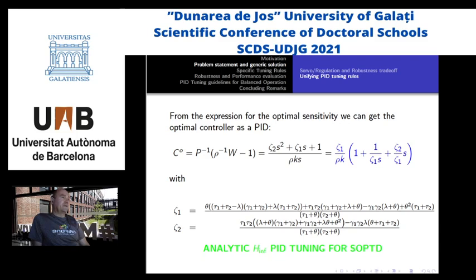This is the ideal form of the PID that we got, with the specific version for eta 1 and eta 2, as you get here. Quite messy expressions, but in any case, with these expressions, you have the analytical H-infinity PID tuning for second order plus time delay plants. So in fact, this is already a first result. This is an H-infinity PID controller tuning for second order plus time delay plants.